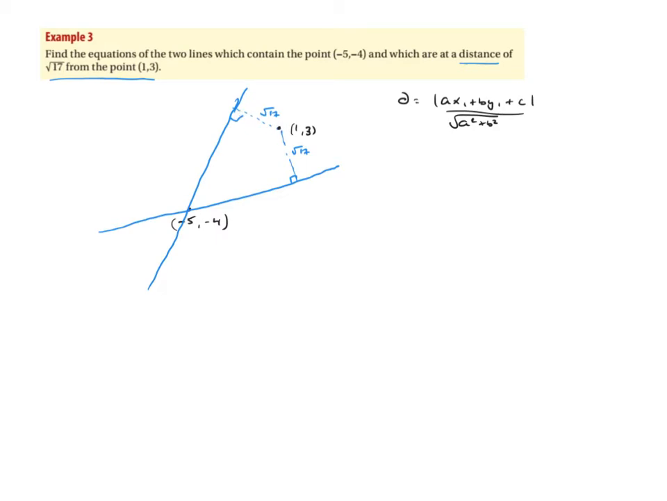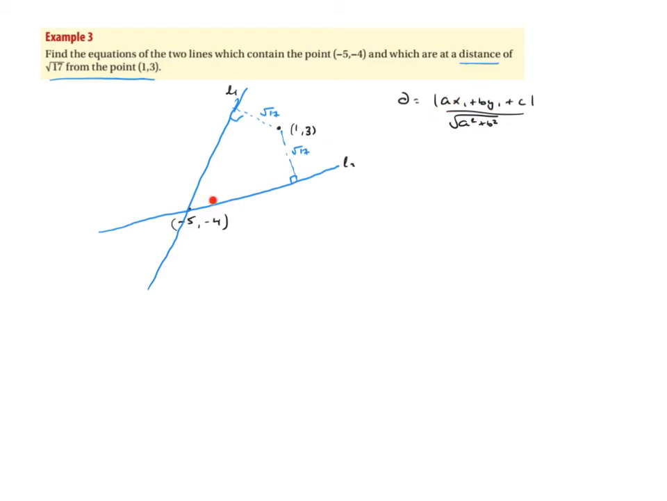Okay, which means that the two lines that we're going to find, hopefully, because it says to find the equation of the two lines, is this line here and this line here. I'll call them L1 and L2. So remember, that means that we've got to get the lines in the form of ax plus by plus c in order to put it into this formula.